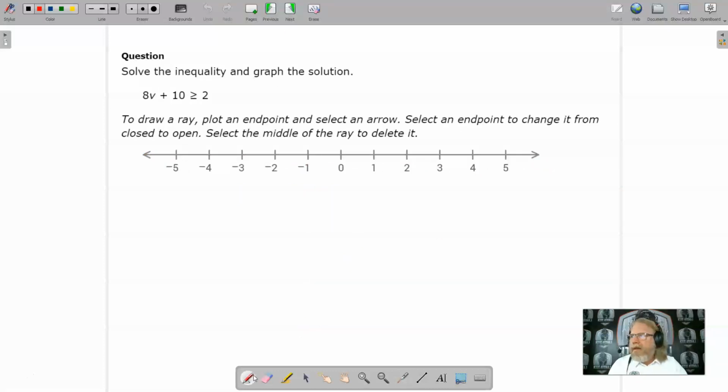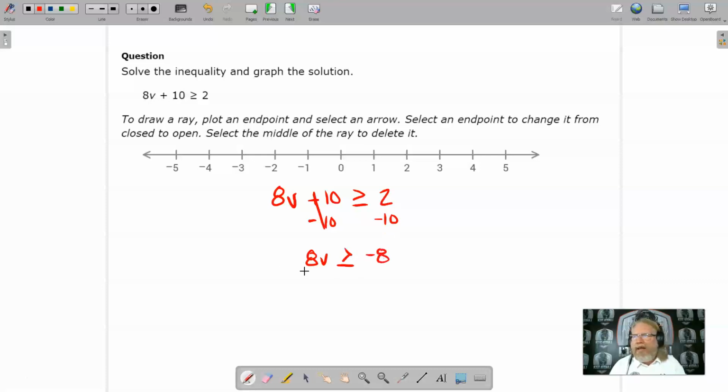Next one, we have 8v plus 10 is greater than or equal to 2. So let's first deal with this positive 10. So we're going to subtract 10, and what we do to one side, we're going to do to the other. And the 10's will cancel each other, leaving us with 8v. Bring down our sign. And 2 minus 10 is negative 8.